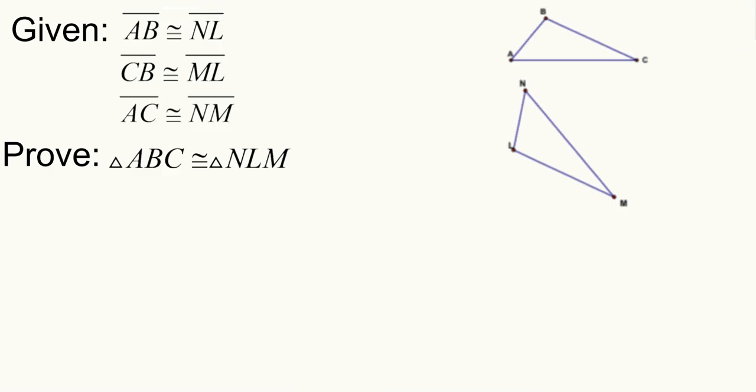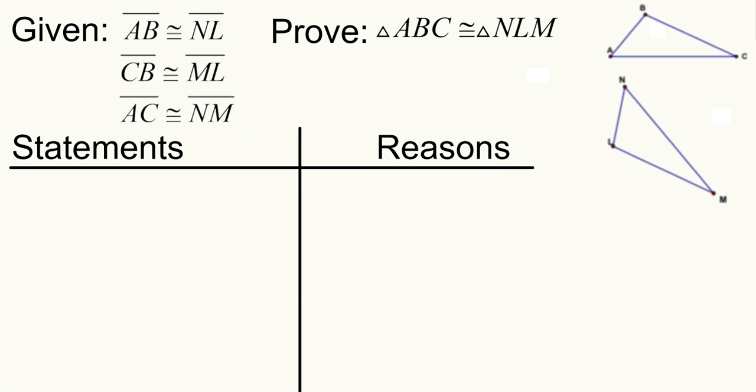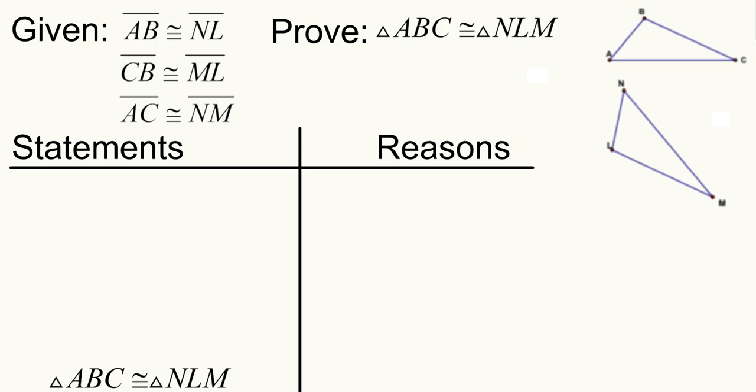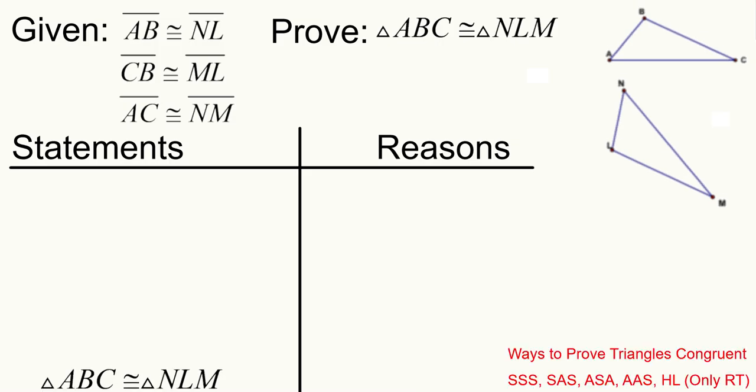If we looked at your example 2 again, and we want to write our formal proof for this, we know what we need to end with, the proof statement. So that should be at the bottom of our proof. We also want to be thinking about the ways we can prove it congruent. So I'll keep those over here on the side. So what can we start with?